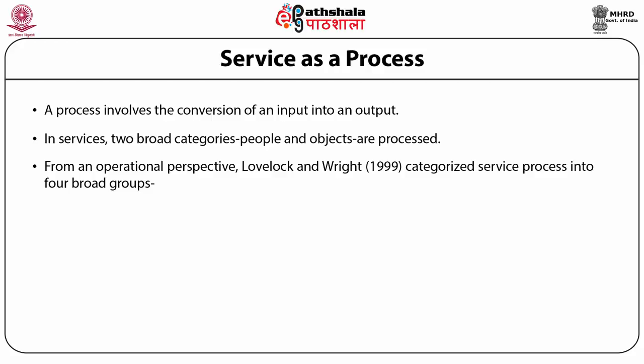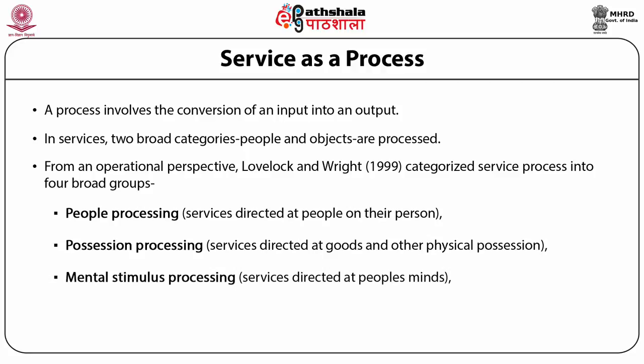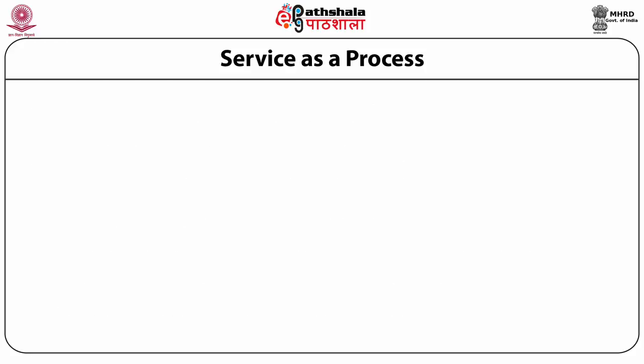As was shown in the diagram, first is the people processing services, which are directed at people. Possession processing services, which are directed at goods and other physical possession. Mental stimulus processing services, which are directed at people's mind. And information processing services, which are directed at intangible assets. Let us look at all the four one by one.